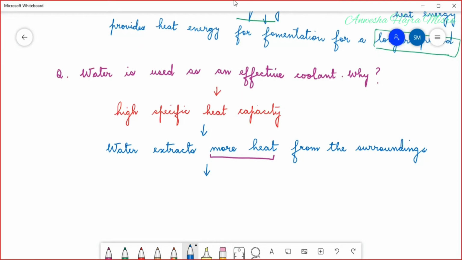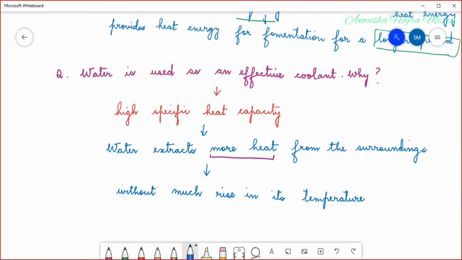Now when something cools some other thing, then if that substance gets heated up, you have to add something else to cool it. Now this is the advantage of water, it extracts more heat from the surroundings without much rise in its temperature. This is very, very important.